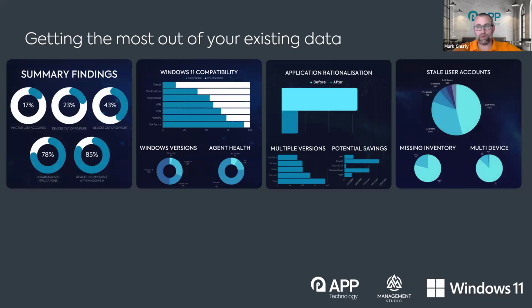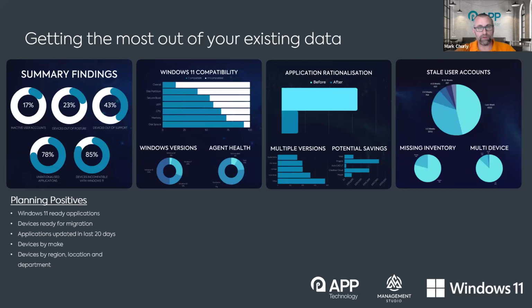We expect from this report that you will either be able to confirm some of your current understandings about your estate and environment, or it's going to highlight some surprising challenges and roadblocks, or even opportunities for upcoming projects like Windows 11. So, as I say, we're looking at helping you get the most out of your data with regards to planning. Things that we can help identify will be where you've got Windows 11 ready applications, where you've got devices that are ready for migration, where you've got applications that have been updated recently, devices by make, devices by region, location, or department. So this helps you get a sense of your environment.